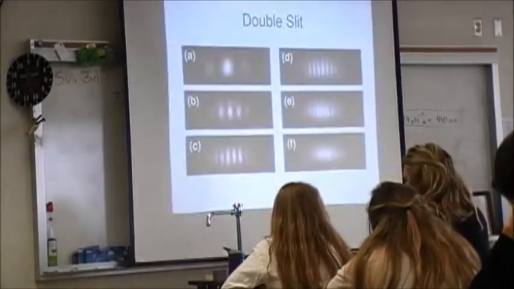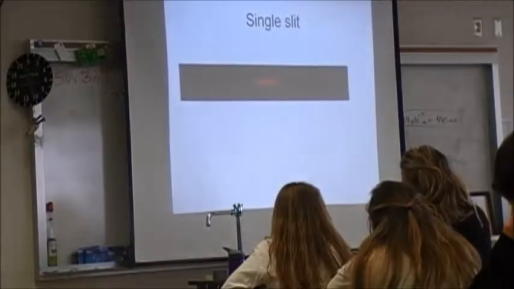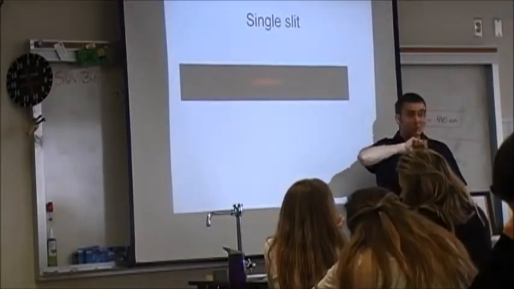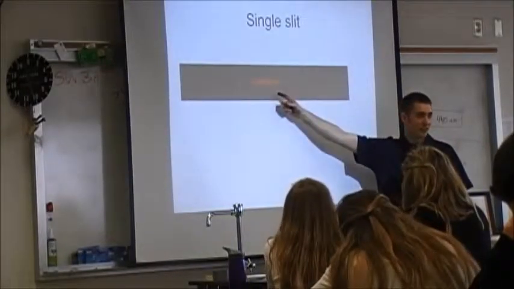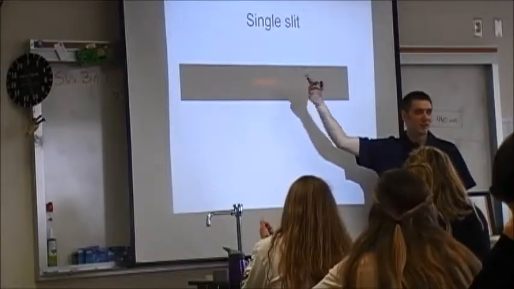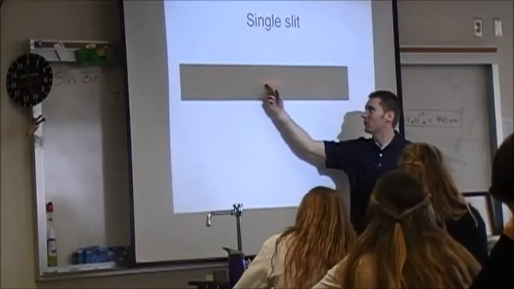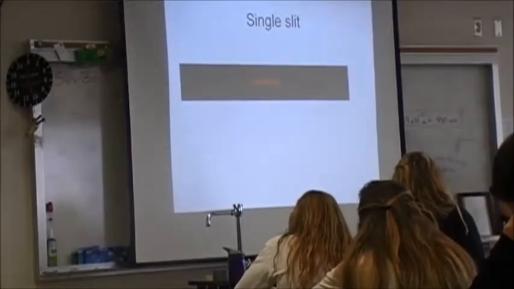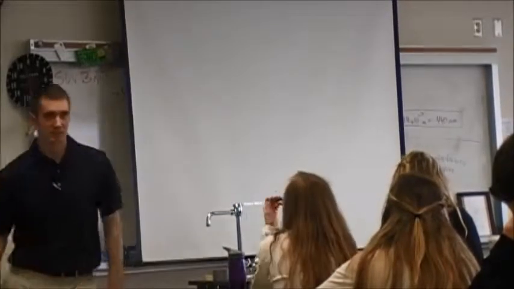We've also got, wow, that's the wrong button. We've also got the single slit. If you run laser light through one single narrow slit, you get a very similar pattern. The difference between this pattern and the two slit is that in the single slit you get a much wider central maximum. That's going to be the biggest difference. So let's see if we can actually see that with our laser.